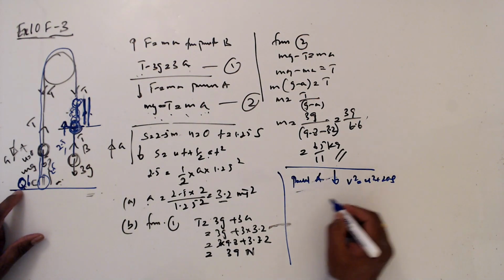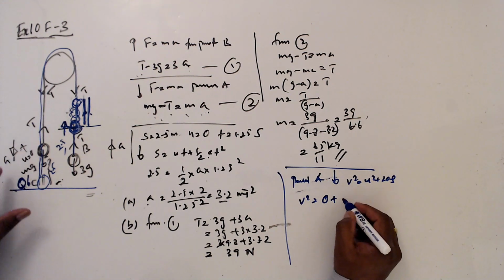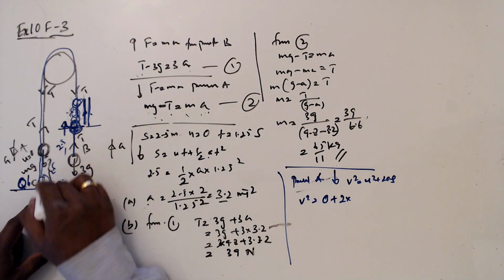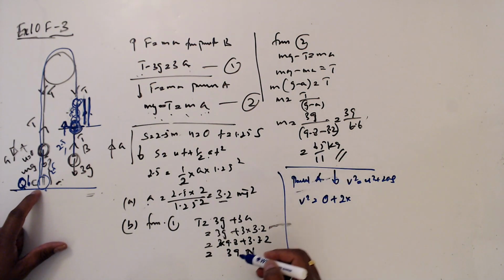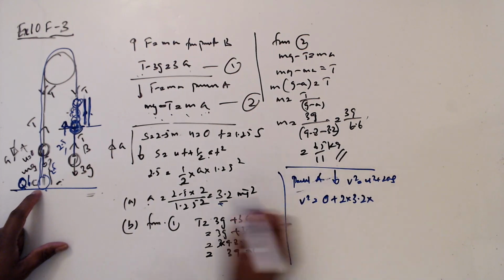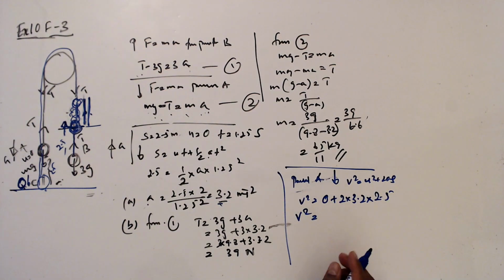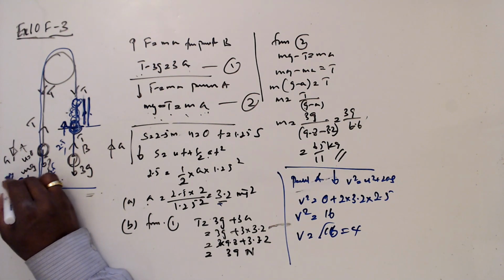So the speed is v squared equals u squared, it is initially at rest, and then 2 times the acceleration. It's now coming under gravity. Gravitational acceleration, we found out a value is somewhere. a is 3.2, and s is, we know, 2.5. So v squared is going to be 16, then v equals square root of 16, so 4. So the hitting speed is 4 m/s.